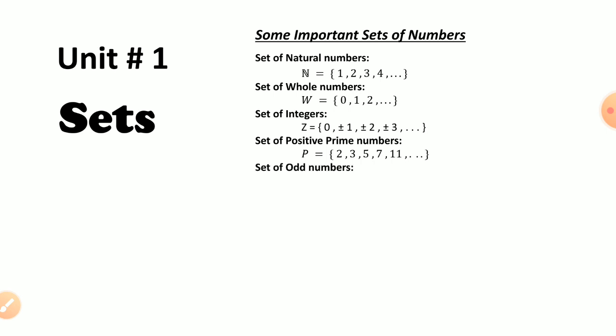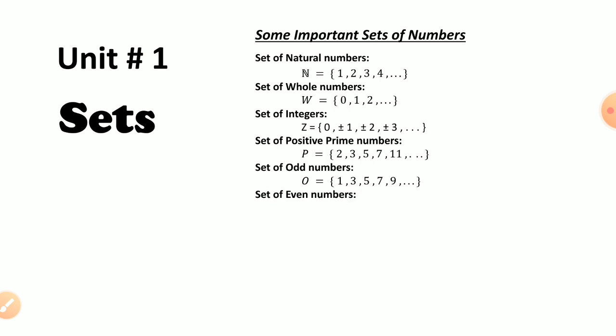Next we have the set of odd numbers. The set of odd numbers is represented by capital O and it includes all the numbers that are not divisible by 2. It means the set of odd numbers will have 1, 3, 5, 7, 9 and so on.